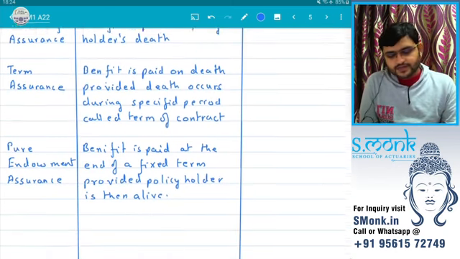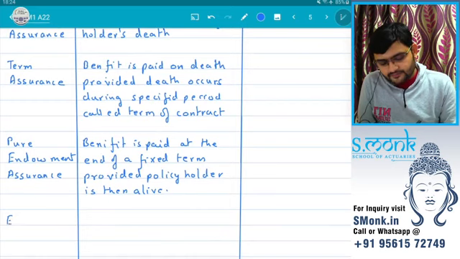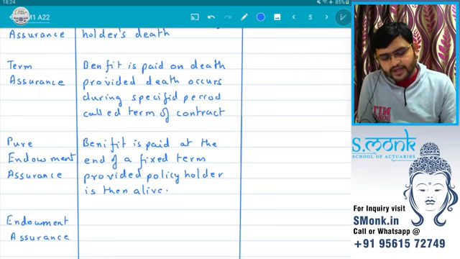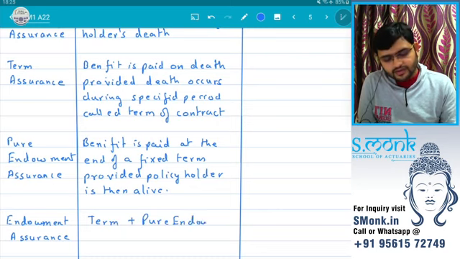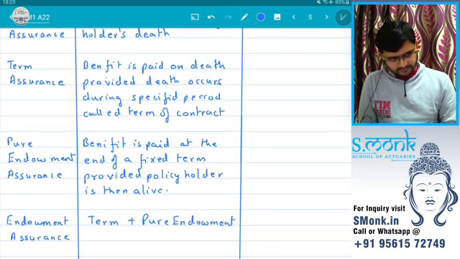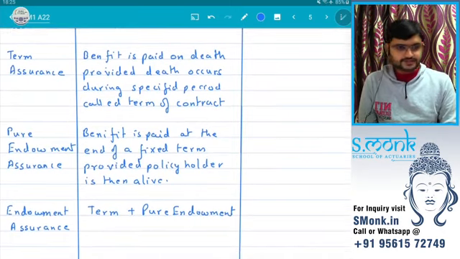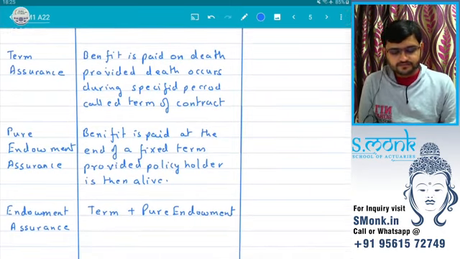Then we have endowment assurance. Endowment assurance is term assurance plus pure endowment. So it is a combination of the above two policies. Sir? Yes. Why would they pay if the person's still alive? Because that is what the contract says.